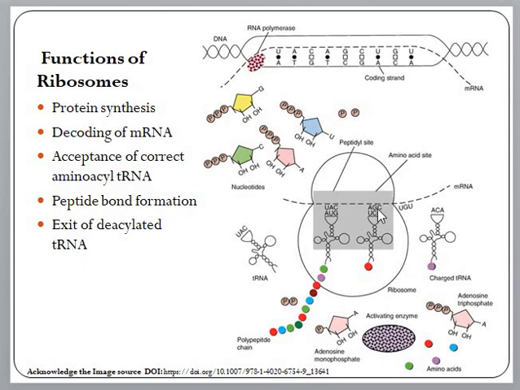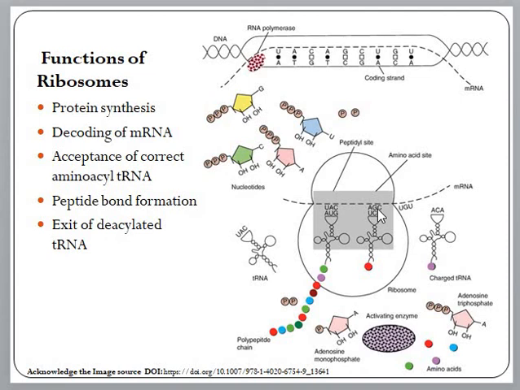The protein synthesis process is carried out by the ribosome. Initially, the ribosome has to read the message on the messenger RNA and decode it. This is carried out by the ribosome. After reading the message, the correct amino acyl tRNA has to be identified and accepted. This process is carried out by the ribosome.